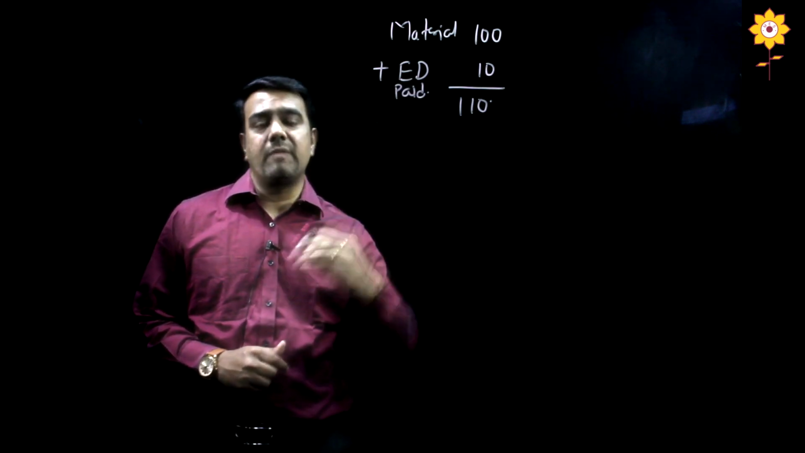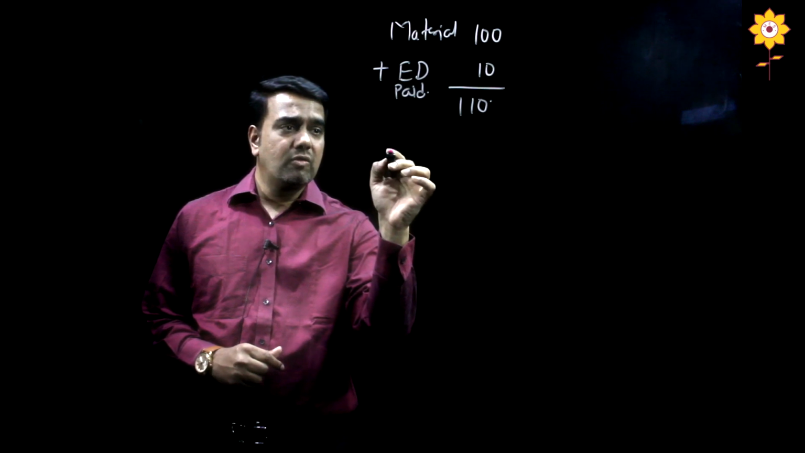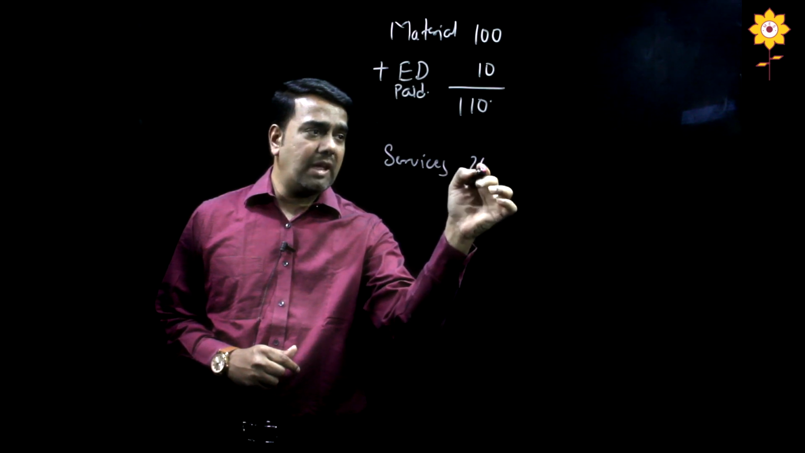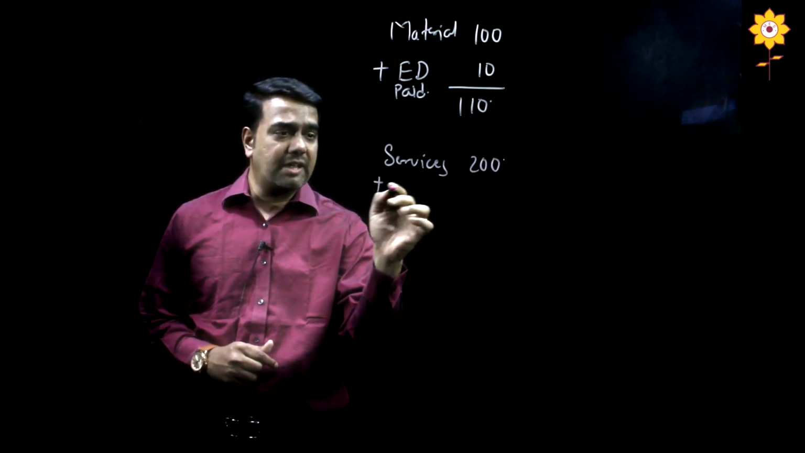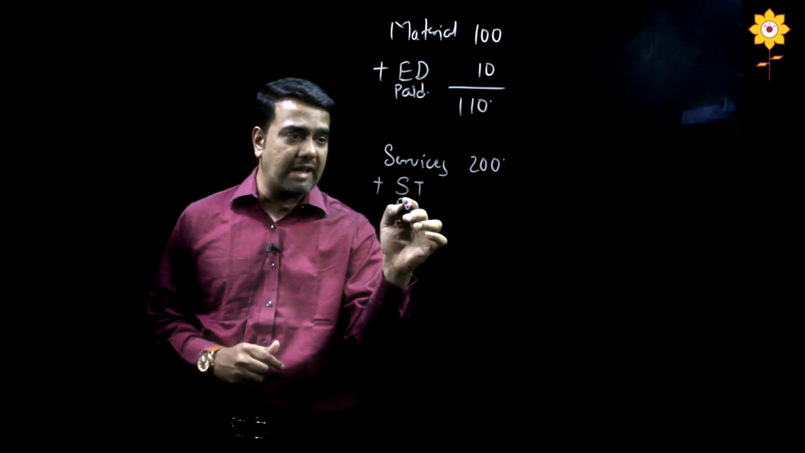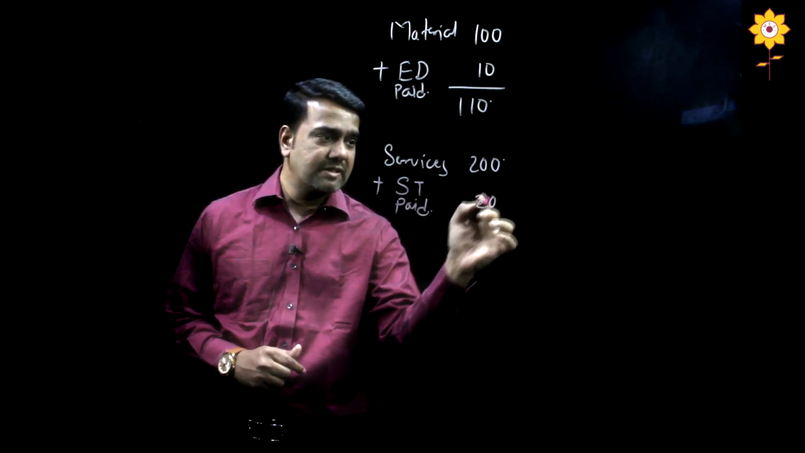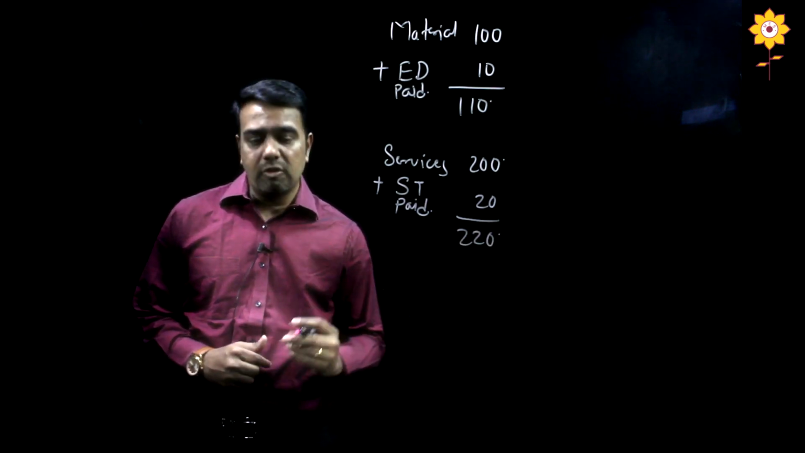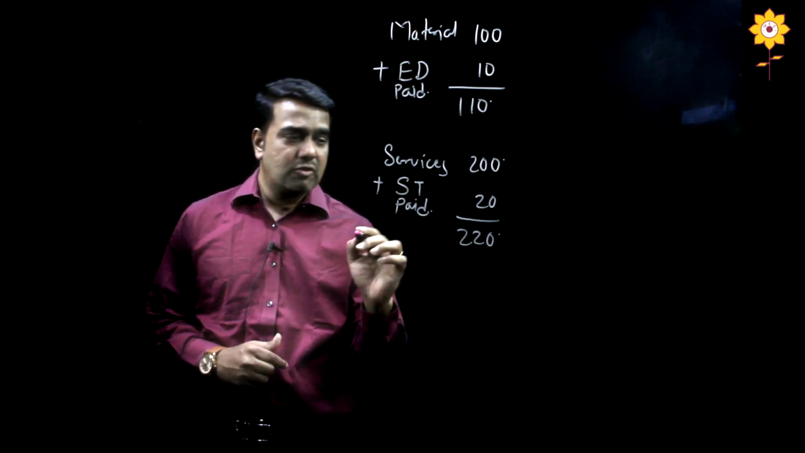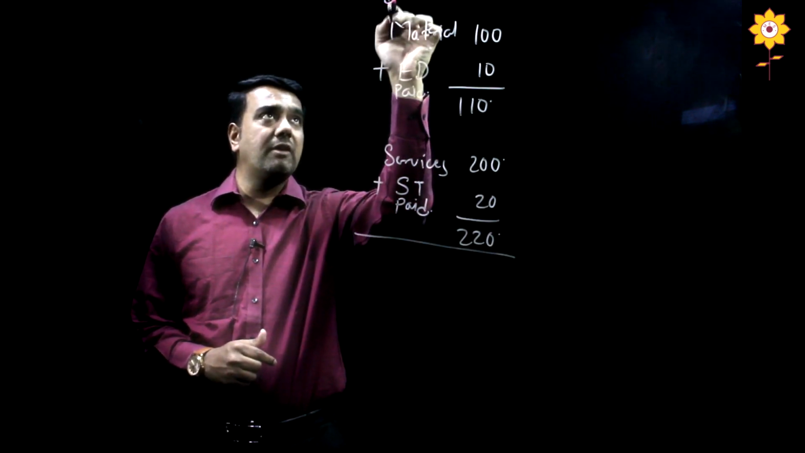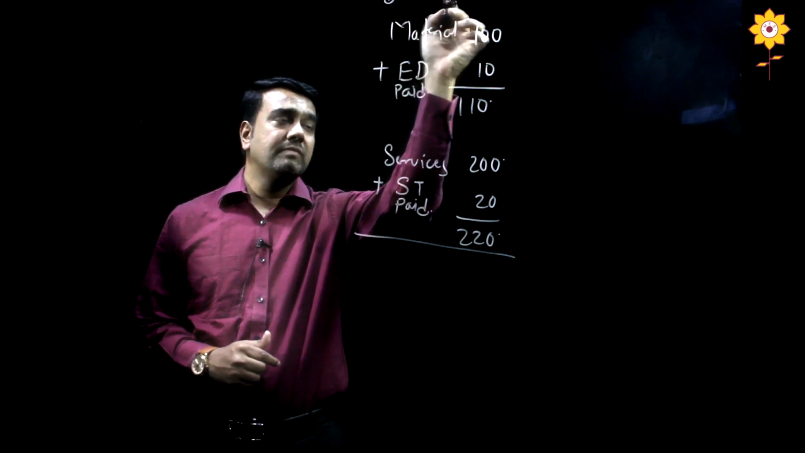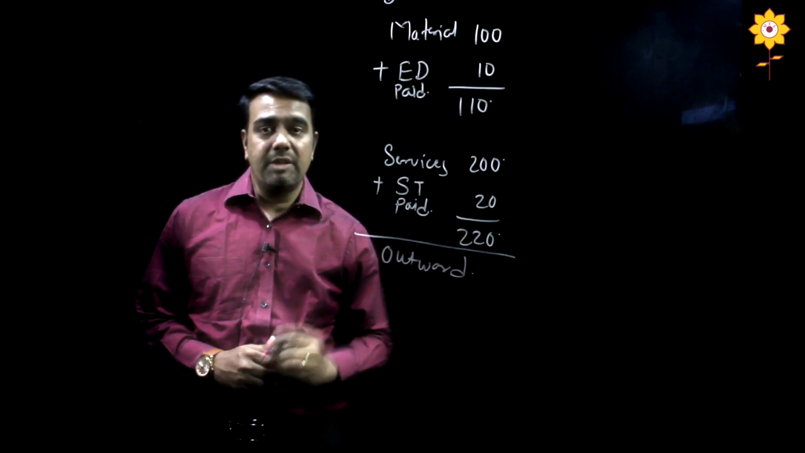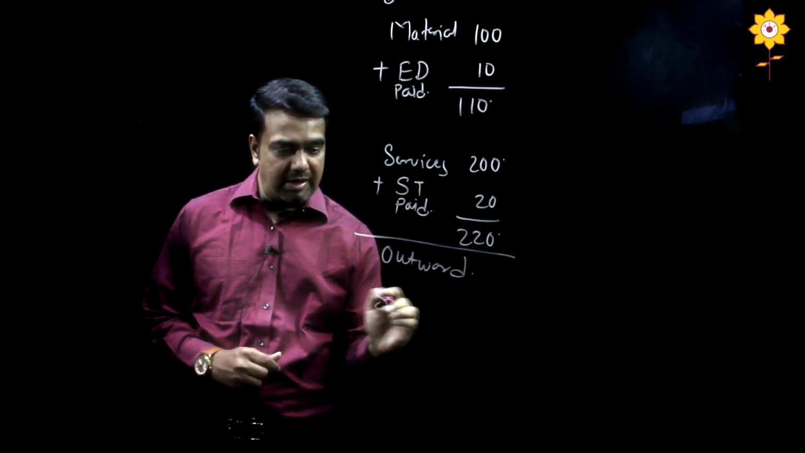Then I will buy some services. Whenever I buy services to start my business, I will have services of 200 and my service provider will charge me service tax. So I will pay some service tax. Now, let's assume that I am also going to provide some service. These two things will be inward for me, and now my output or outward will be service. So now I will provide some service.